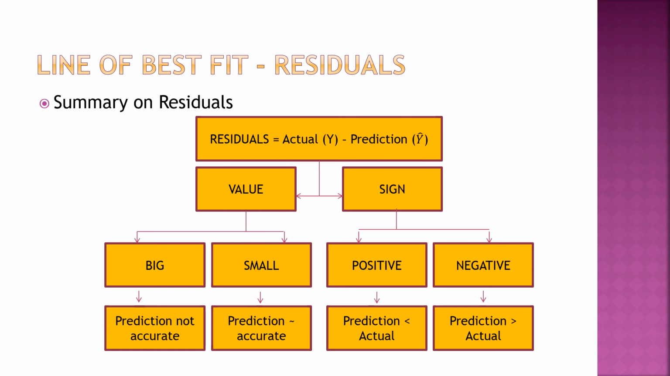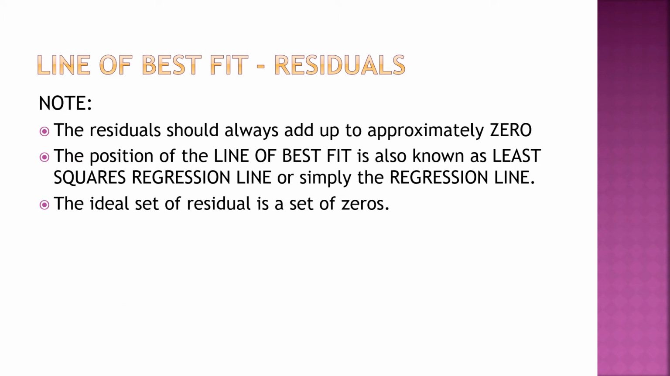Okay, sign. If it's positive, you know prediction is less than actual. If it's negative, prediction is more than actual. Don't memorize, you just look at the equation. How to get positive value? If your prediction is smaller, right? How to get negative value? If your prediction is bigger, then it becomes negative. Okay, so now we will aim for our residual to always total up to approximately 0.